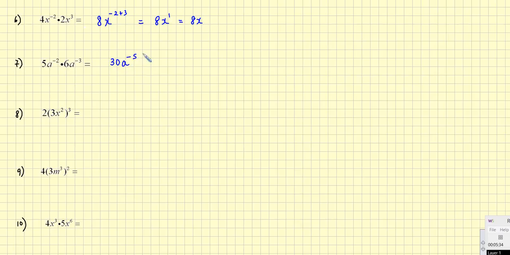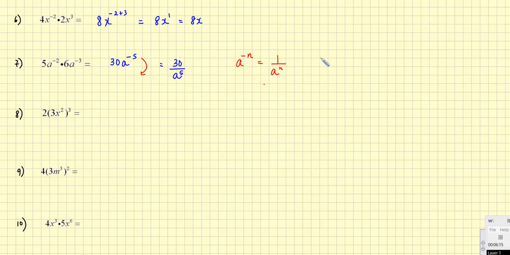Now, we never leave our answers with negative exponents, so here we're going to take this one step further and use another law, the one where we have negatives in the exponents. If I have a negative in the exponent, the way I change that into a positive exponent is by taking the reciprocal of it. So I will go 1 over a to the power of n. So my a to the negative 5, in order to make it positive, will go down to the denominator, so that my final answer will be 30 over a to the 5th.